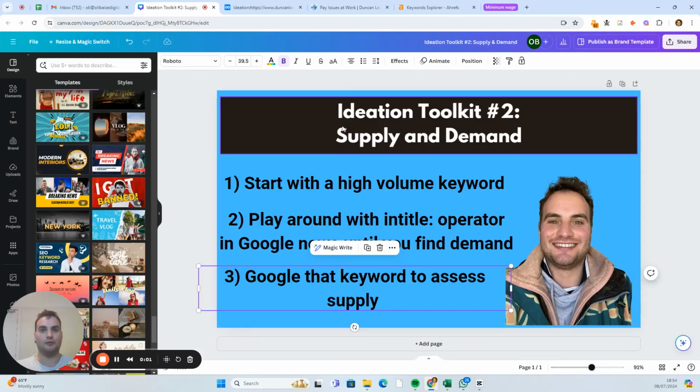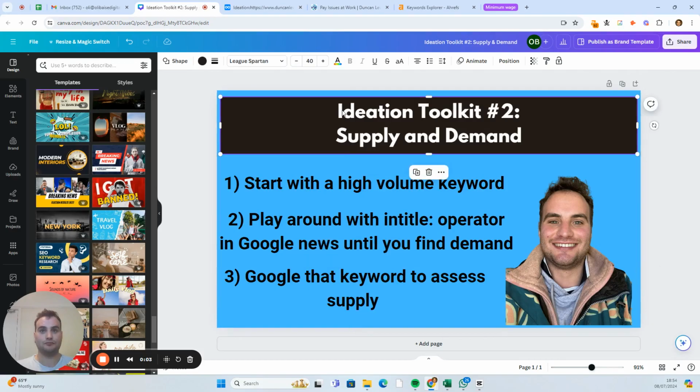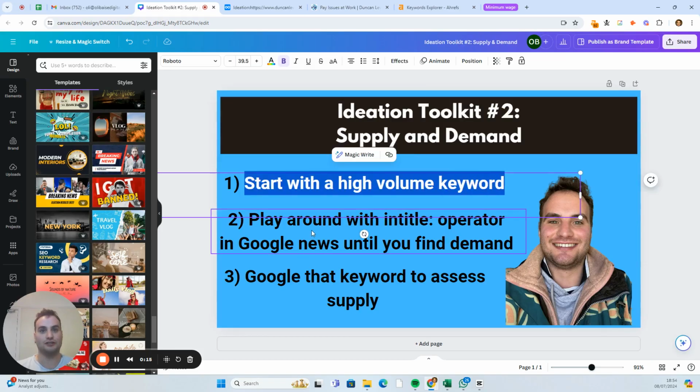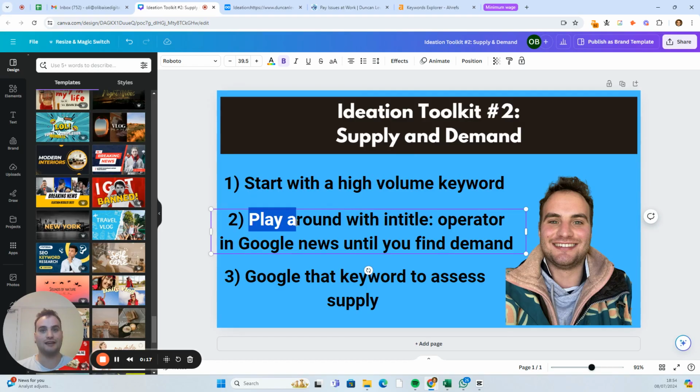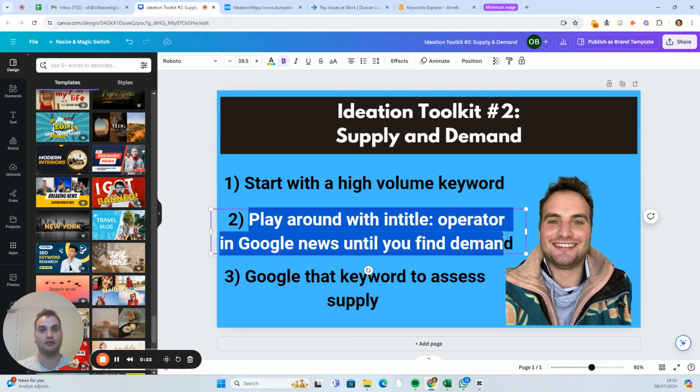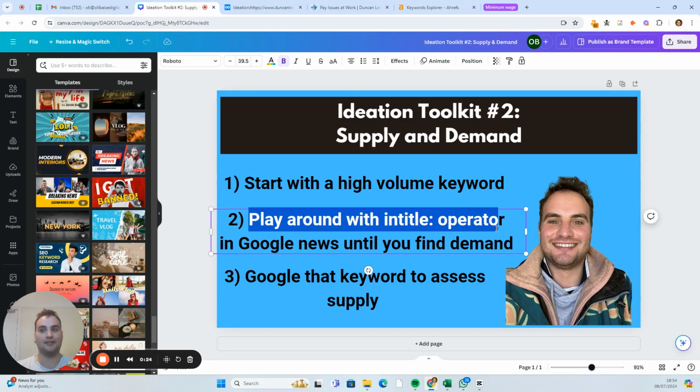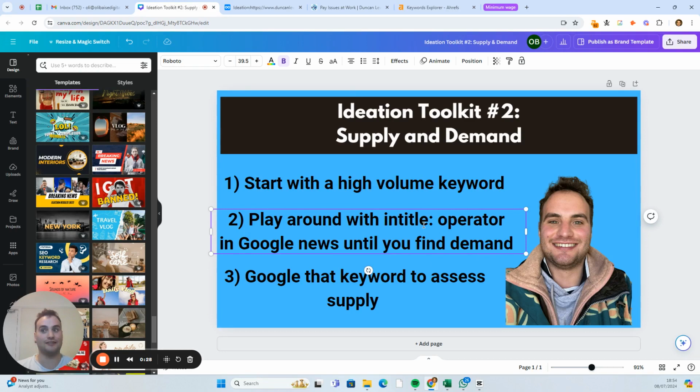All right, so today we're going to look at another way that you can find ideas for PR campaigns, and I call this one the supply and demand technique. So what you do is you start with a high volume keyword in your niche. You put that keyword into Google News, and then you play around with different variations of that keyword until you find something that there's clearly a lot of demand for.